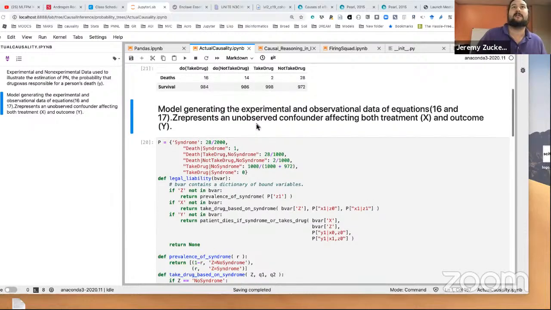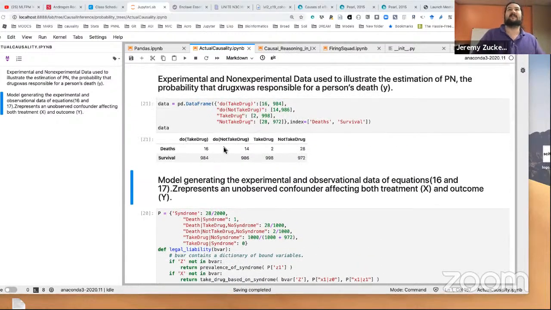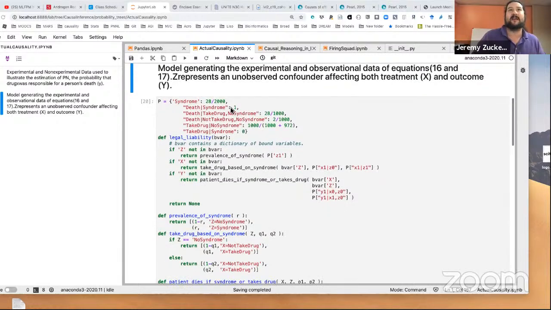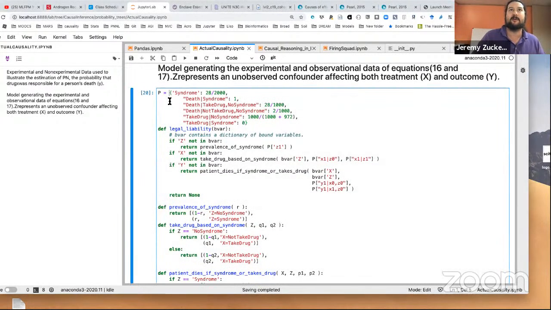All right. So this is the table that they described, and the thing that's missing from this table is the Z term, the syndrome, right? Once you include the syndrome in the data table, then all the mystery is taken out, because you understand what's really going on. So there's the probability of syndrome, which is probably just the prevalence of the syndrome in the population. Probability of death given your syndrome is 1. That's the key underlying piece. Obviously these can change, but for this simple problem, it helps to understand what's really going on.